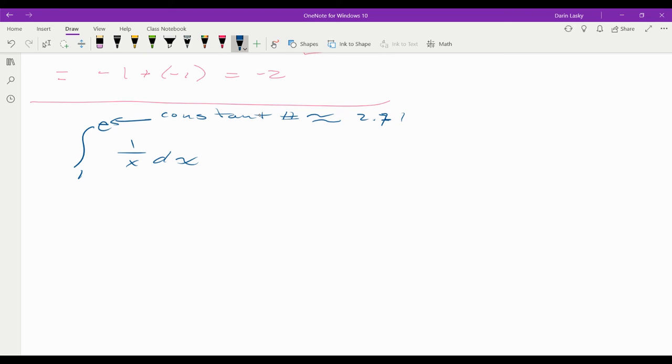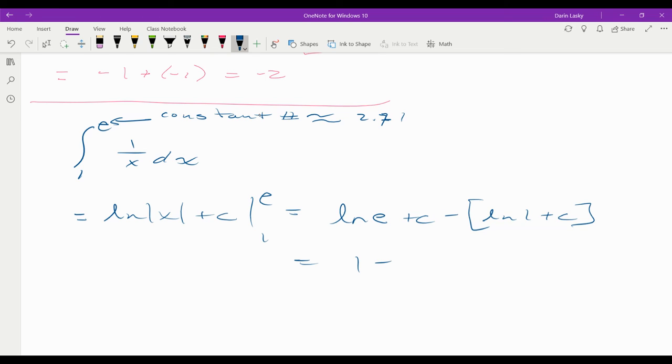So we know we're going to integrate this thing. This is our natural log. So when we integrate it from 1 to e, we're going to get the natural log of x plus c integrated from 1 to e. Then we start plugging things in. So now we get the natural log of e plus c minus the natural log of 1 plus c. Don't forget, this becomes 1 minus the natural log of 1. And what's the natural log of 1? It's going to be 0, so my answer is 1.